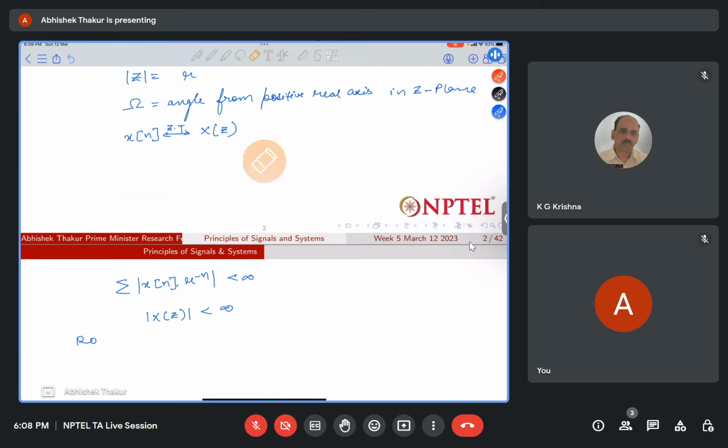So we have to check all the conditions. We'll take some examples and see how to find the region of convergence of the Z transform. Different signals have different regions of convergence, so that we have to check.